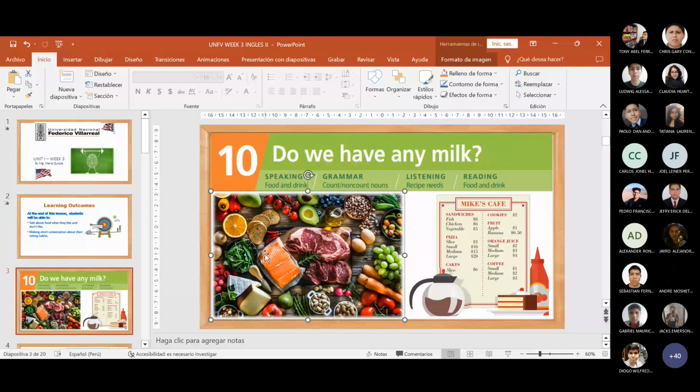What can you see in this picture? ¿Qué podemos observar en esa figura? Fruits, vegetables, and some meat. A steak, vegetables like carrots, tomatoes, potatoes. Coffee.